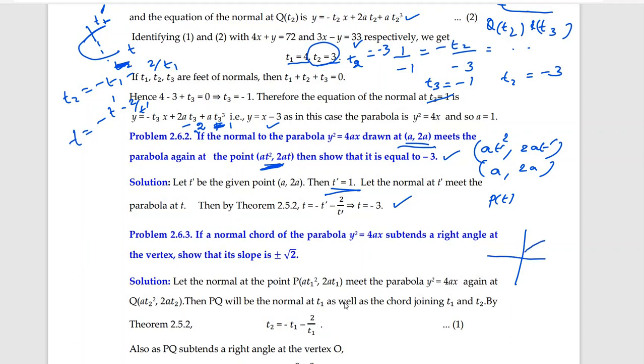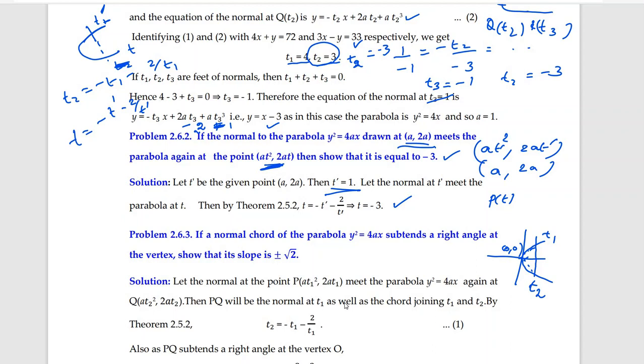So we are having a parabola and we consider the normal at any point, say t1. Then the normal subtends a right angle at the vertex. Now a normal chord is given, so it will meet the curve again at the point, say t2. The condition given is that this chord subtends a right angle at the vertex.